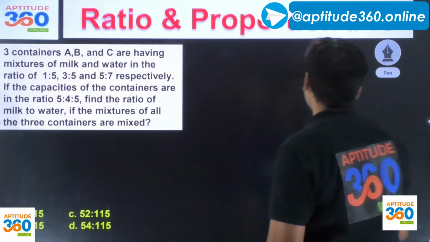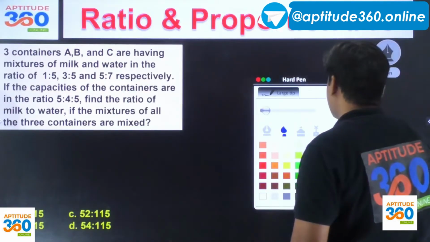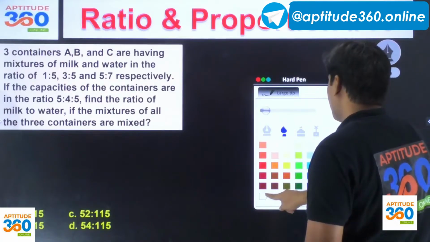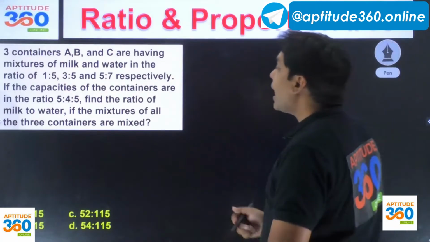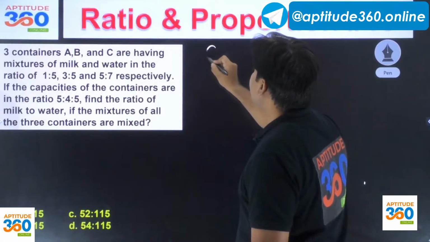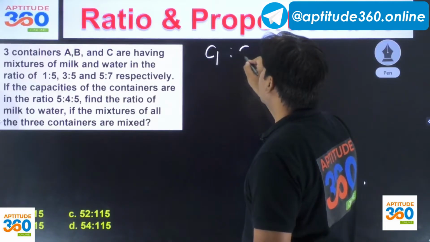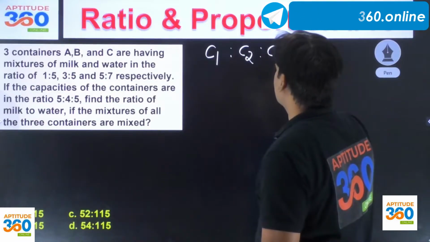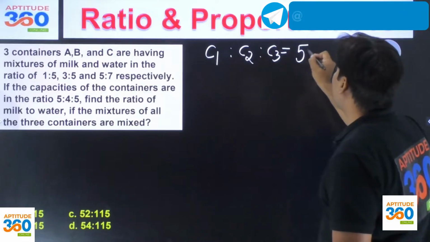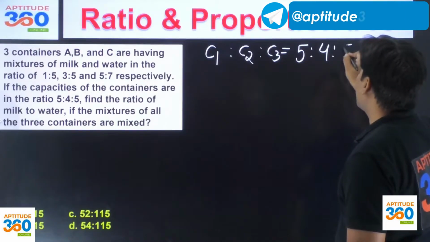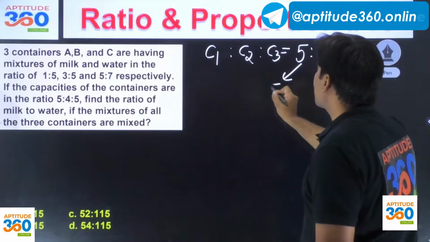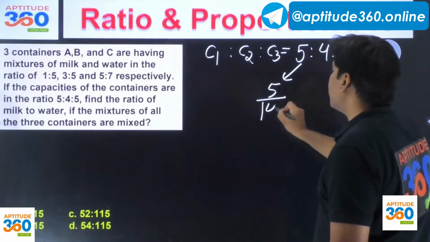So what is that we should be doing? एक स्टेप यहाँ पे और बढ़ेगा. वो स्टेप क्या होगा? यहाँ पे बोला जा रहा है कि कंटेनर 1 and then container 2 and then container 3, they are in the ratio of 5 is to 4 is to 5. So understand this. It is going to be 5 over 14 of total.